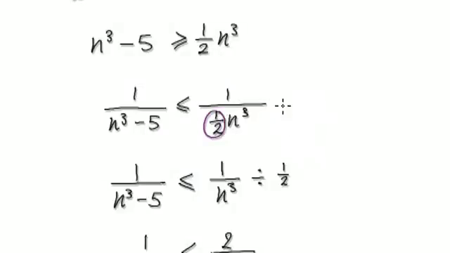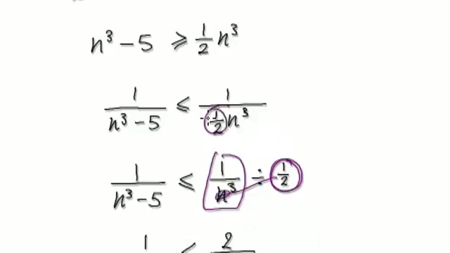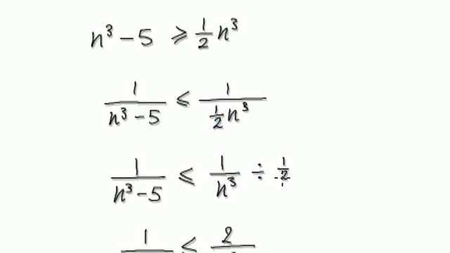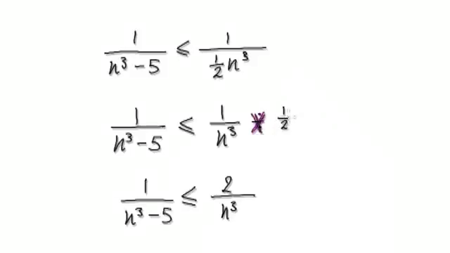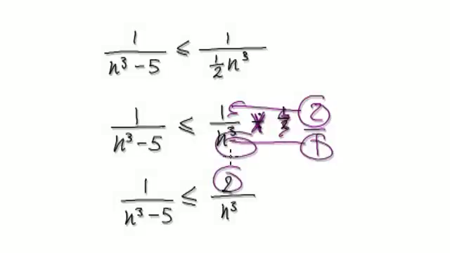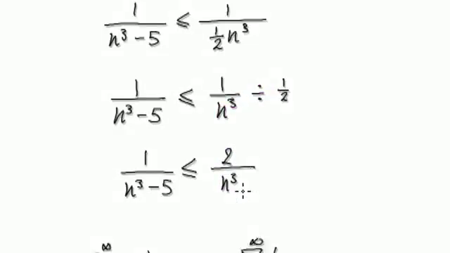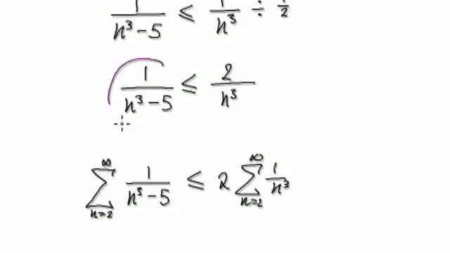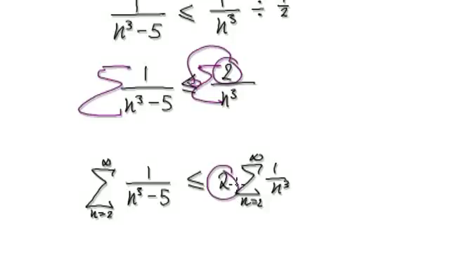Now visualize this thing here as divided by a half. If I give you a fraction divided by this thing here, then you're just going to multiply by the reciprocal. So that's the same as multiplying with 2 over 1. Now that 2 here gets multiplied here, and that will then give you this. So you can see that this thing here, which we know nothing about, is going to be less than or equal to this thing here. This 2 here is a constant, so take it out. That will then give you this.